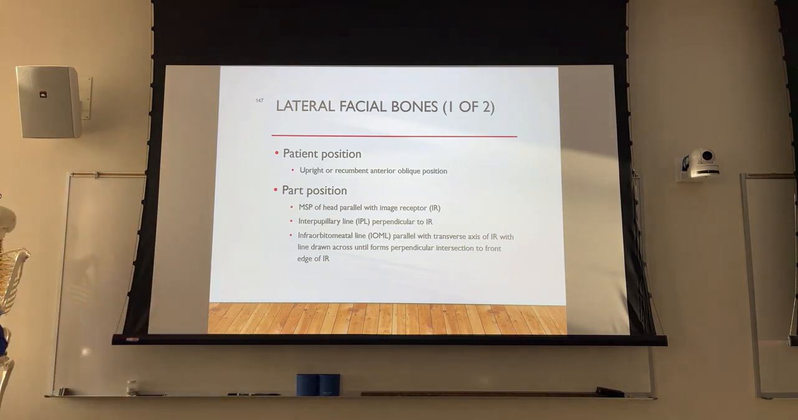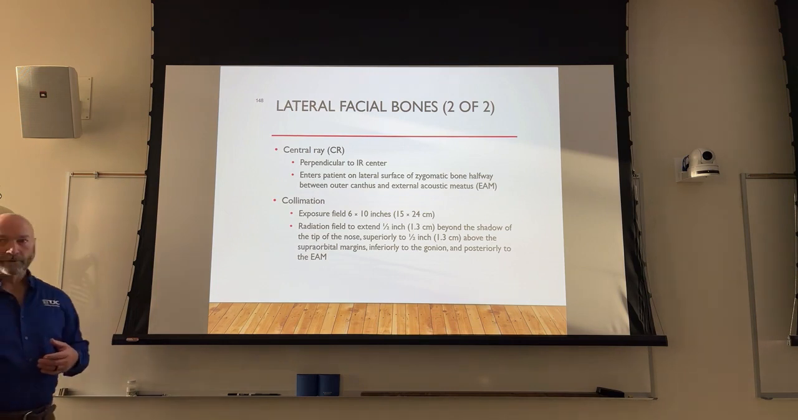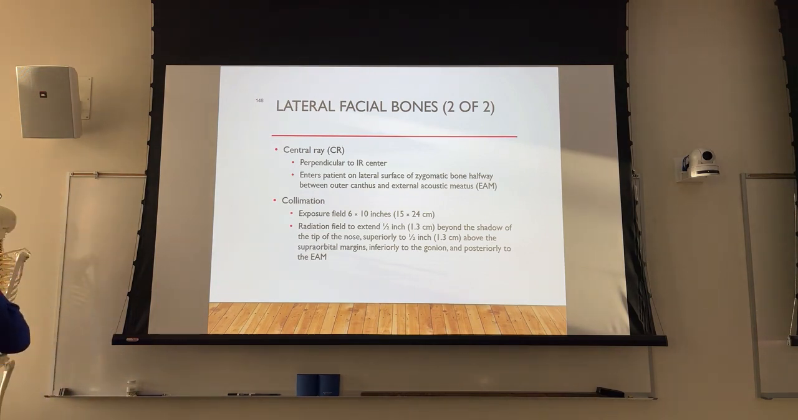Central ray location? Lateral surface of zygomatic bone. Bingo, right there. Lateral surface of zygomatic bone, somewhere around halfway between the outer canthus and the EAM. So pretty much right on the zygomatic bone. So put it on the cheekbone.